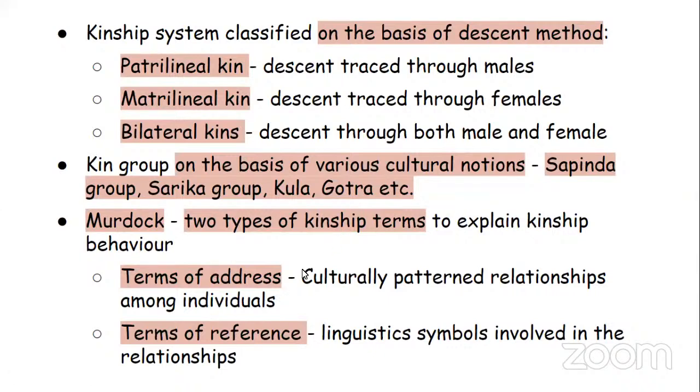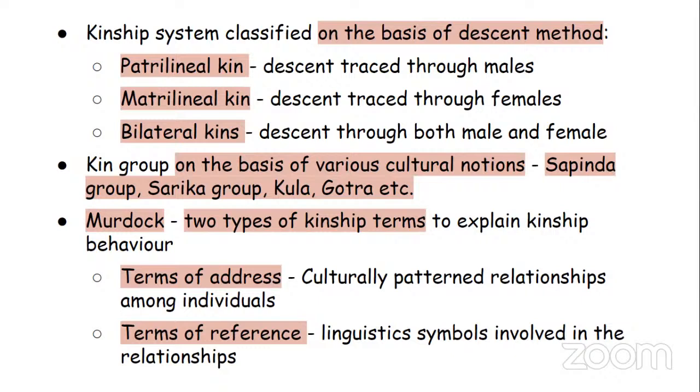Terms of address means culturally patterned relationships among individuals. So terms of address denotes the culturally patterned relationships among individuals. For example, rooted in our culture, there are already fixed patterns of relationships that exist in our society. These kinship relations are not only limited within our families; it is a wide concept, and we can find our kins from both sides of our parents' family, and it is like a chain reaction, it goes on.